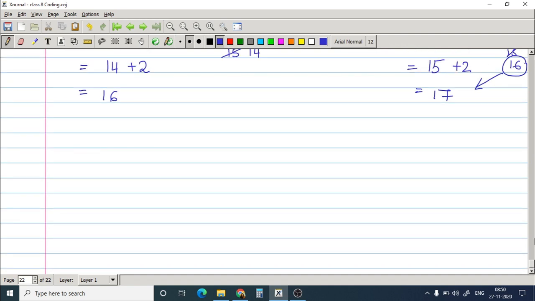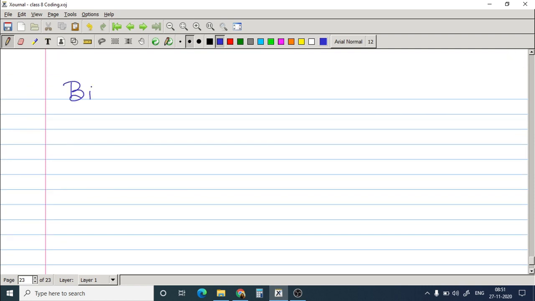There are a whole lot of examples given in the book, so you can go through that. I will be explaining all of them after I finish all the operators with you. Then you have binary operators. So let us start with binary operators.